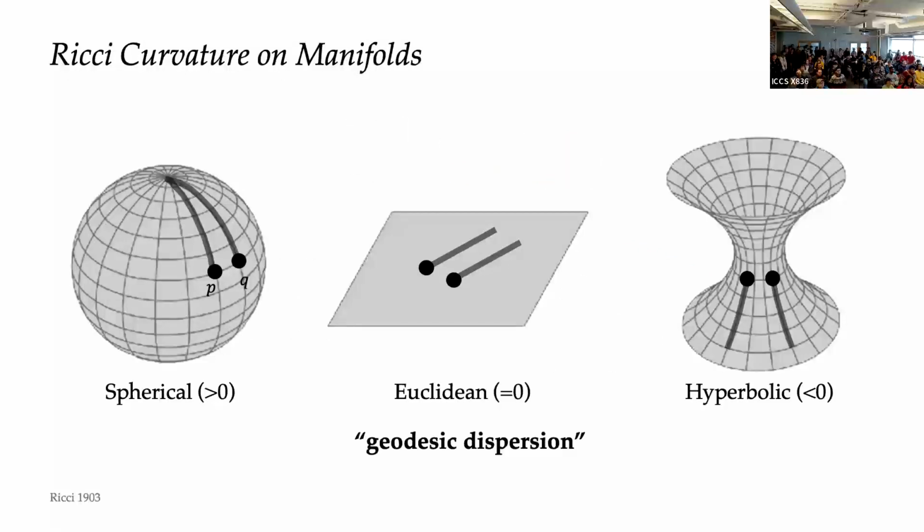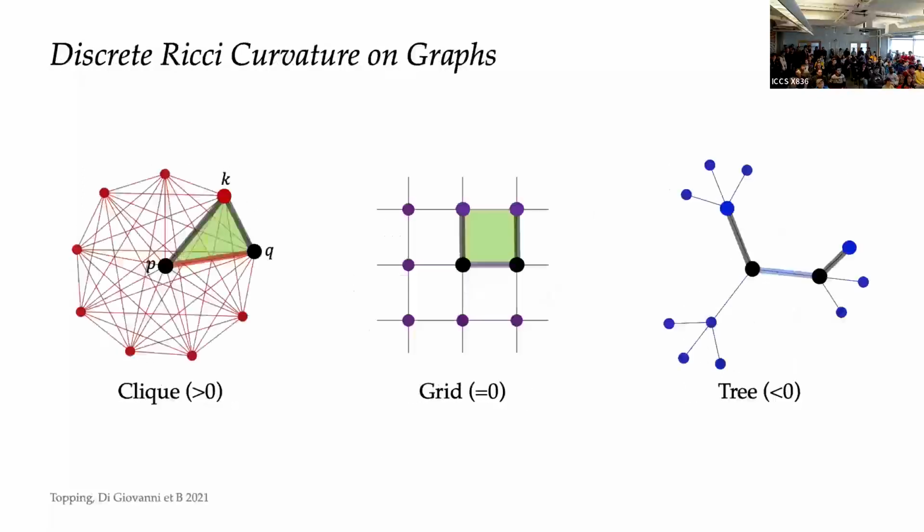So I remind you that in differential geometry on manifolds, the way that you can think of curvature is by what we call geodesic dispersion. So I have two nearby points. I send geodesics from them in parallel. And if the geodesics remain parallel, then we have Euclidean geometry. Right? So the space is flat. If the geodesics converge, then locally I look like a sphere, and if they diverge, locally I look like a hyperbolic space. So we can define something like this on graphs as well.